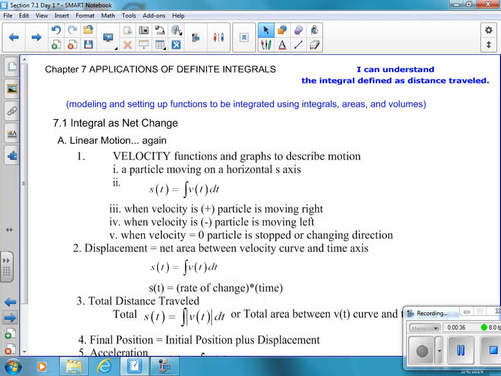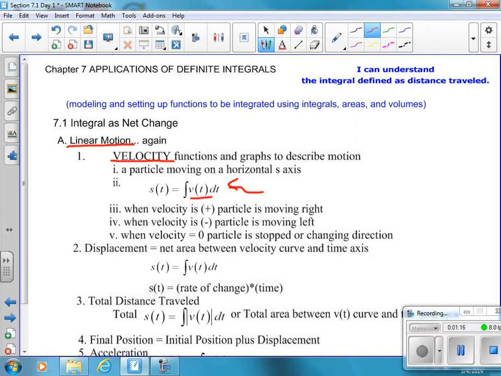So let's talk about the definitions of different words. 7.1 is talking about how an integral is net change, and we talk about linear motion again. Velocity functions describe the motion, and as I've said before, you often see the position function written as an integral of velocity, and often the velocity is the graph they give you. So you have to think of the derivative graph as being shown.